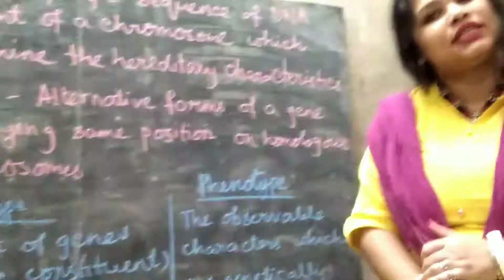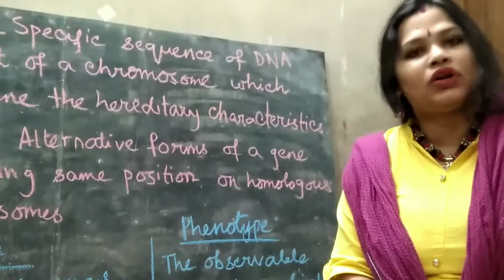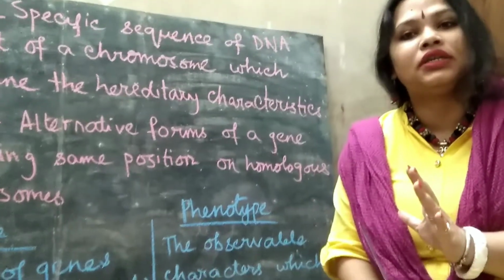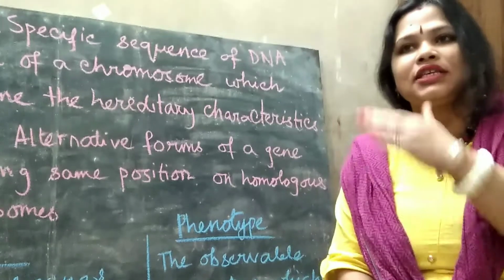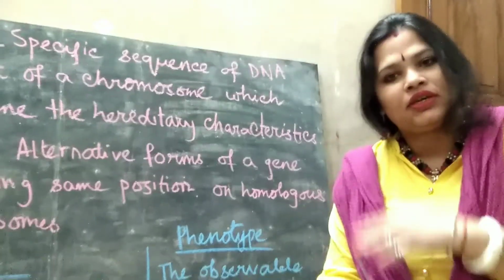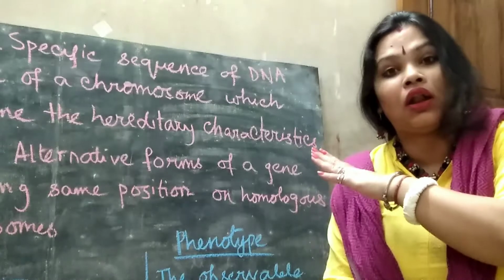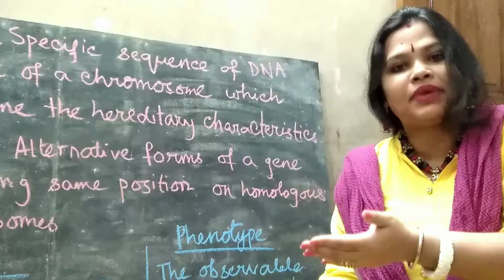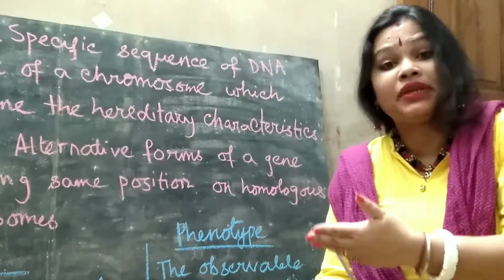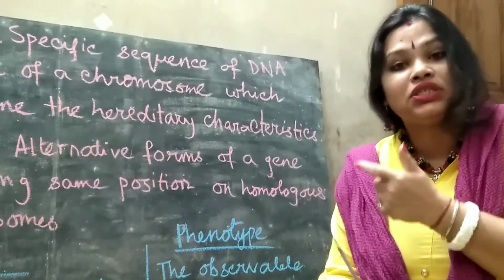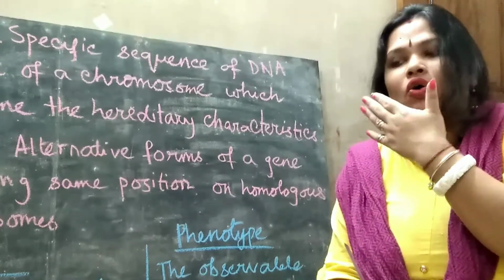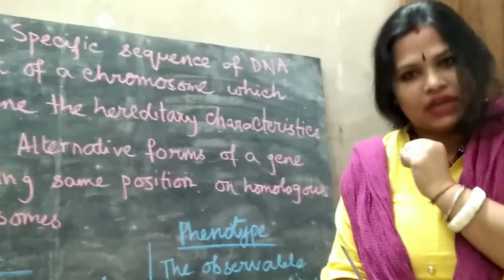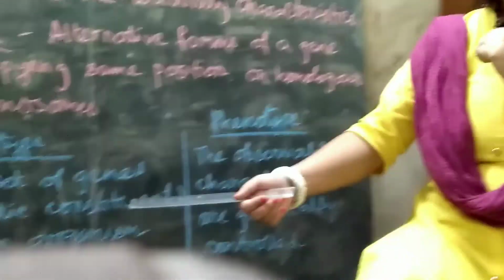Suppose capital T small t genes are present. Now, you cannot see the capital T or small t from outside. You can see that this plant is taller in height. This plant is tallest. This plant is tall. So tall is the phenotypic character. This is the observable character of a gene, which gene? The capital T. So this observable character, which is genetically controlled, is called phenotype. So this is the genotype-phenotype difference.